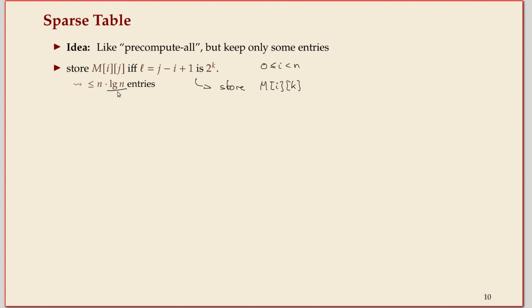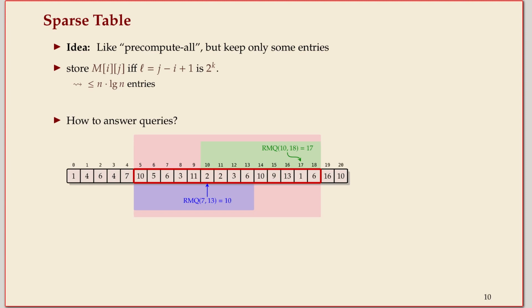Okay, that's a definition. It doesn't tell you how you can make use of these entries to answer any query. The queries are not restricted. We can get any i and j combination. We have to still be able to answer all of those. How are we able to do that? And at that point, it becomes important that this is a power of 2 and not just an arbitrarily selected subset of the entries. Whenever you have a range from i to j, you can compute its length.